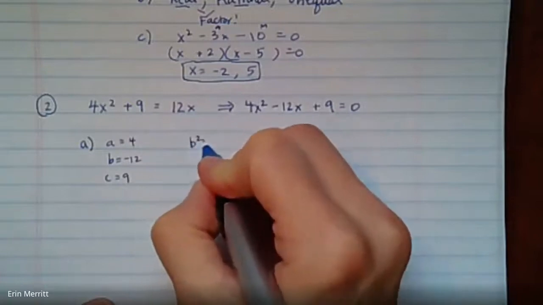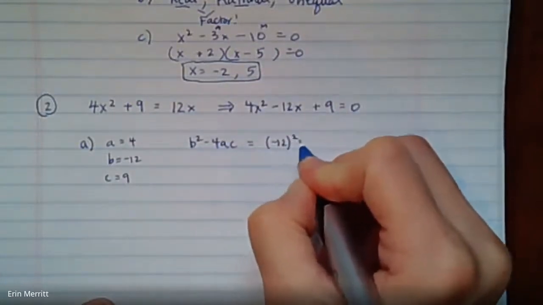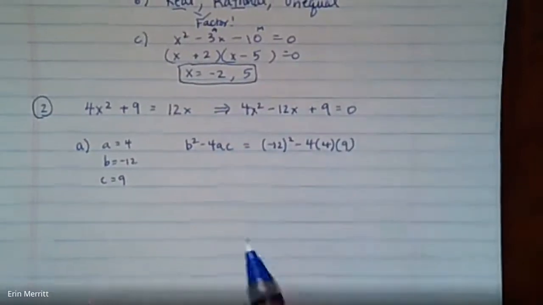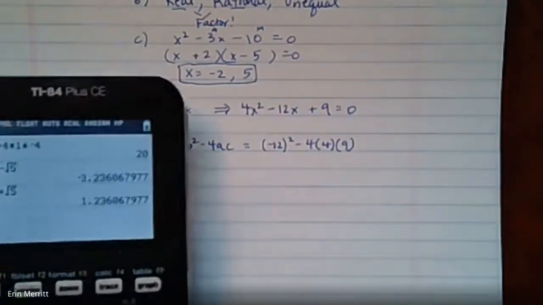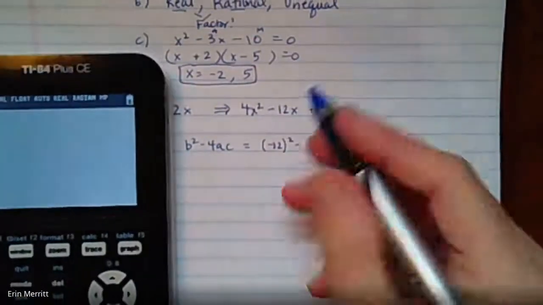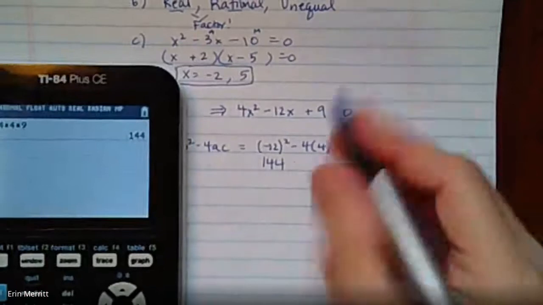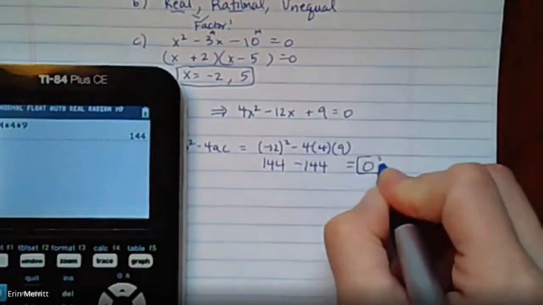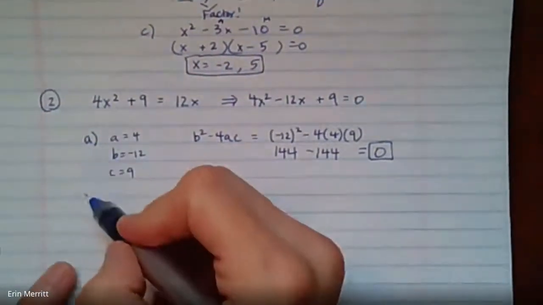All right, B squared minus 4AC is going to be -12 squared minus 4 times 9. You can absolutely grab your calculator here. -12 squared, I know you guys know that one. So that's going to be 144. And then 4 times 4 times 9, right here, that's also 144. So when we take the difference, that comes out to be 0. So that's the answer to part A, that the discriminant is 0.